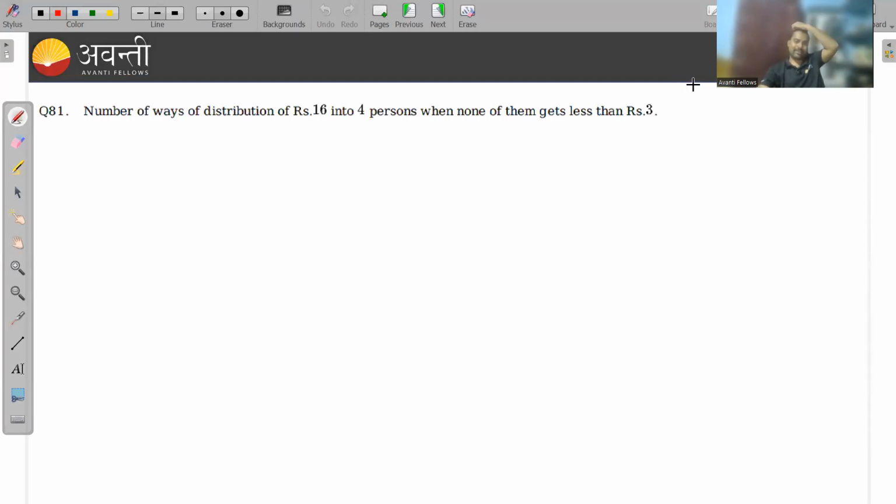Okay. So for this question, number of ways of distributions of 16 into 4 persons when none of them gets less than 3. अच्छा, ये परमुटेशन एंड कॉम्बिनेशन की क्वेश्चन है, नंबर ऑफ वेज ऑफ डिस्ट्रीब्यूशंस, ओके। डिरेंजमेंट टाइप का क्वेश्चन है, नंबर ऑफ वेज ऑफ डिस्ट्रीब्यूशन ऑफ 16 रुपीज इंटू 4 पर्सन व्हेन नॉन ऑफ देम गेट्स लेस देन 3। ओके, तो कैसे करना है, लेट पर्सन आर P1, P2, P3 एंड P4। ये 4 पर्सन है तुम्हारे पास एंड 16 रुपीज को तुम्हें डिस्ट्रीब्यूट करना है, none of them gets less than 3.